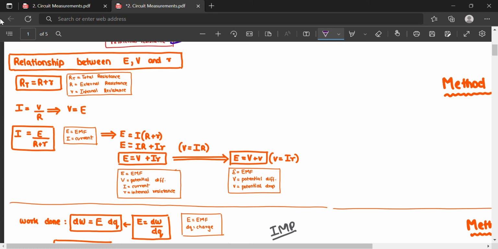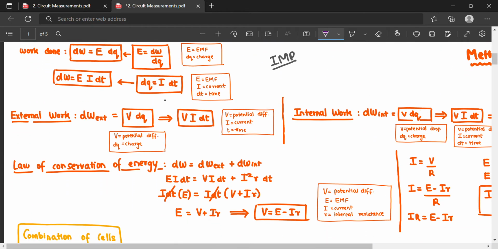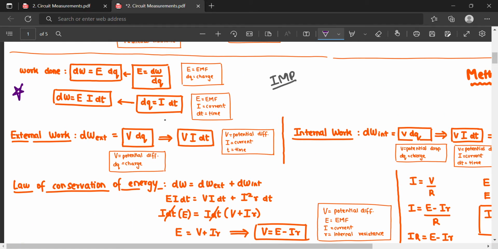Moving on to one of the most important parts of the lesson, that is the relationship between E, V and R, that is, the relationship between EMF, potential difference and internal resistance. There are two methods. The first method is this method, which is kind of the important one.